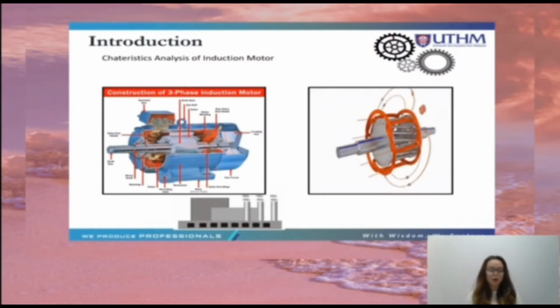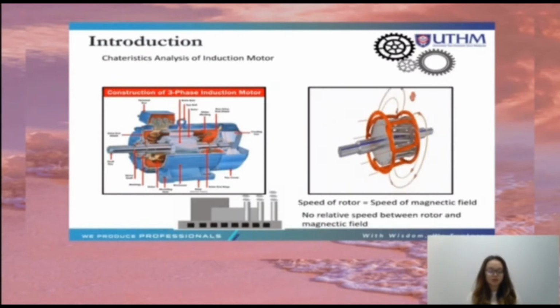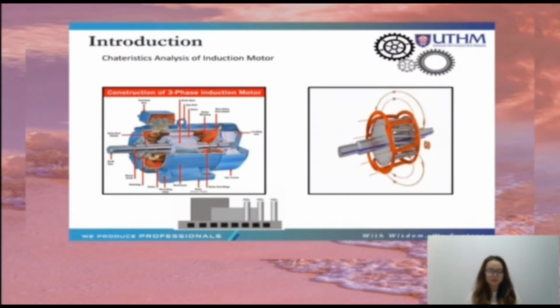So why does induction motor always operate at a speed lower than the synchronous speed? This is because when the rotor in the machine rotates, it will try to achieve the same speed as the rotating magnetic field. Once the speed of the rotor and the speed of the magnetic field is equal, there will be no relative speed between the rotor and magnetic field, hence there will be no current induced in the rotor conductor. In that condition, there will be no mechanical force that acts on the rotor conductor. This causes the rotor to decelerate.